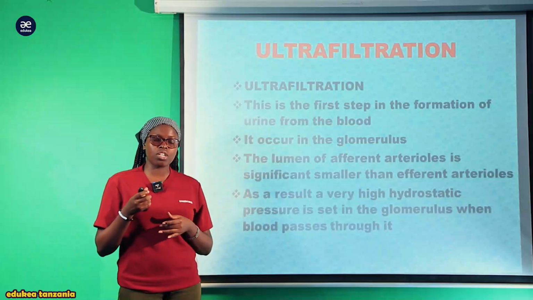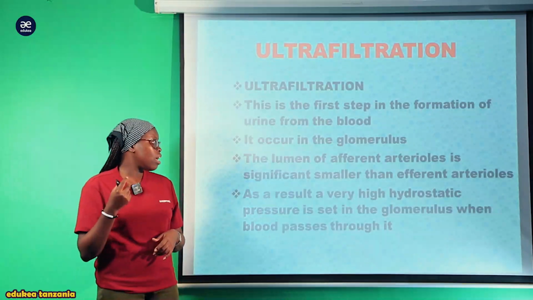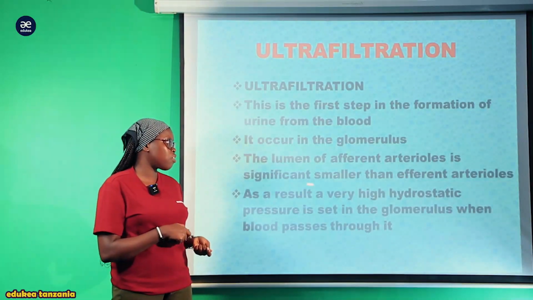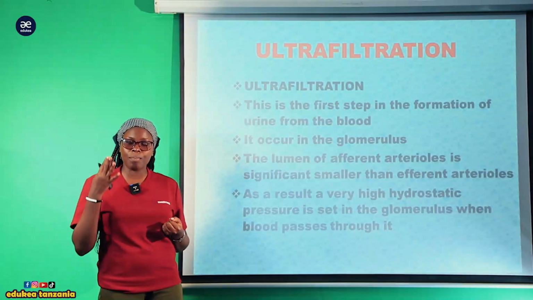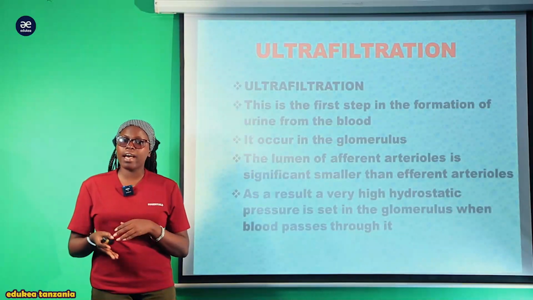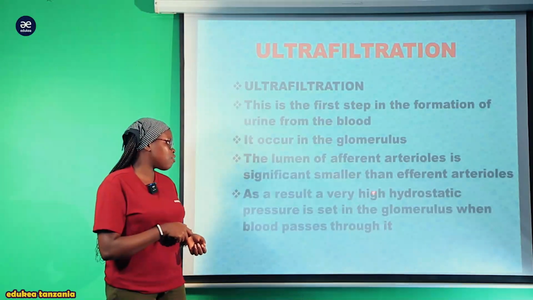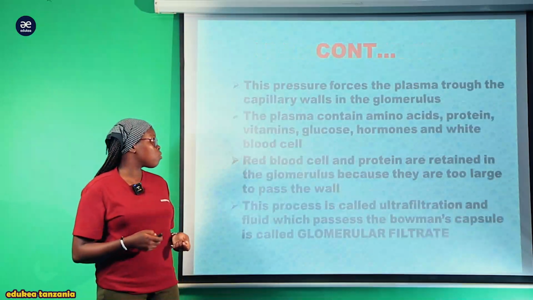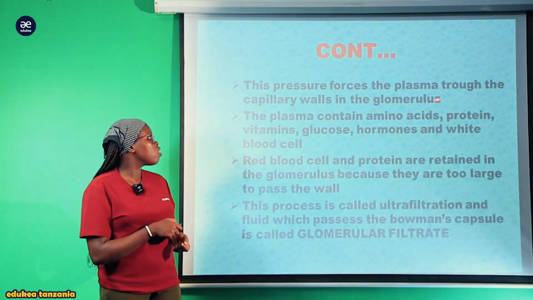Kwa katika hii ultrafiltration kuna different structure ambazo zinadeal. Kwa mfano kuna Bowman's capsule, kuna glomeruli, ambapo the lumen of the afferent arterioles is significantly smaller than the efferent arterioles, and this is because the lumen ya afferent ambayo inapeleka blood katika glomeruli ni ndogo, ili kuweza kuensure kwamba the components which are brought there are at higher pressure, ili ziwe rahisi kuwa pushed. So, as a result, a very high hydrostatic pressure is set in the glomerulus when blood passes through it.